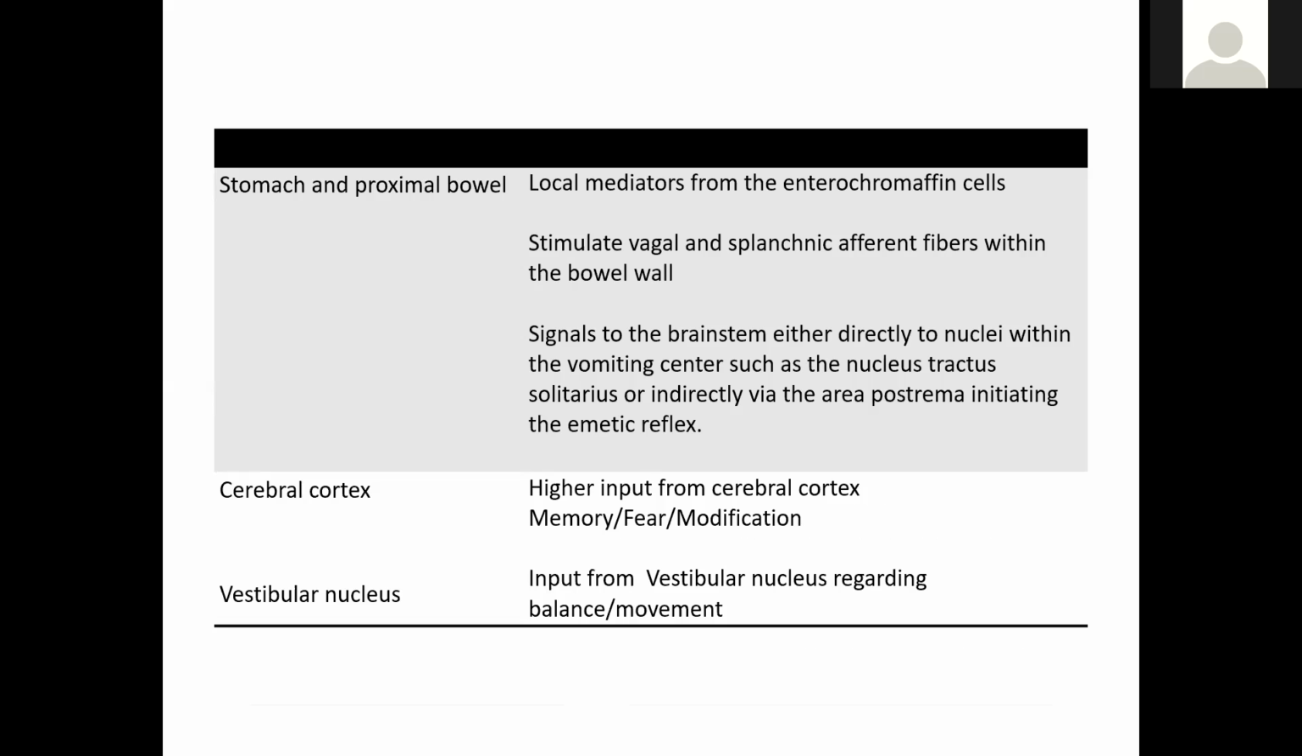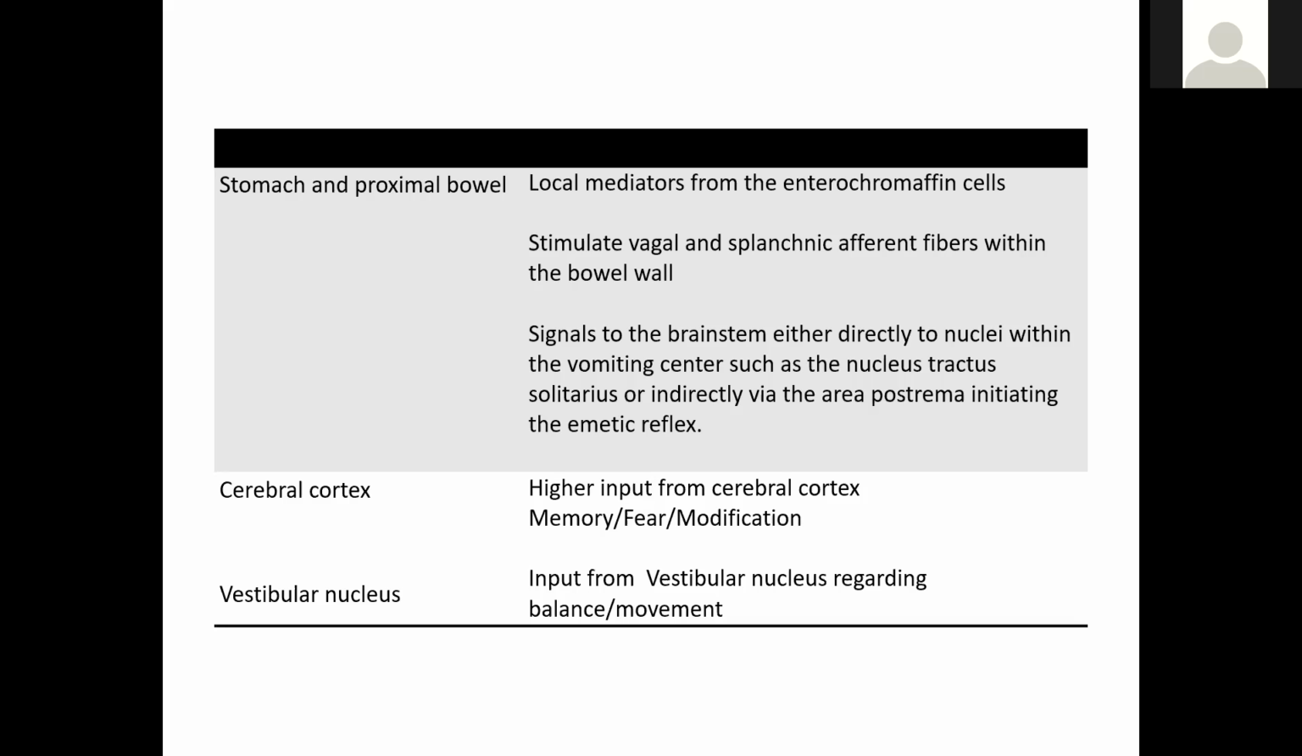So I'll tell you an example. A patient had severe vomiting with the first dose of chemotherapy. Next time, the date is given for the next chemotherapy. The previous day itself, he'll start having the memory or fear of vomiting because he had severe vomiting last time. Or you might have vomited after taking a particular food. Next time when you see the food, you have that memory: yeah, last time I vomited because of this, I'm scared of vomiting. So that kind of higher thinking is happening through the cerebral cortex. So it mainly deals with memory, fear and modification related vomiting.